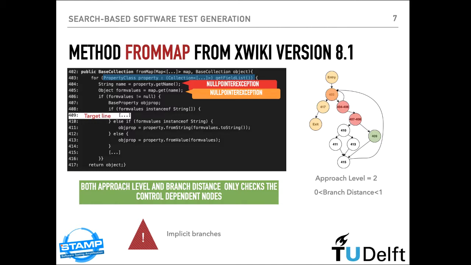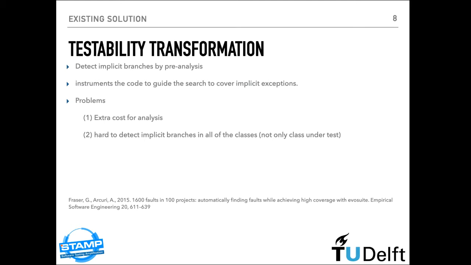So we have an issue here, because this problem can lead to a flat landscape in the search space. We know that a flat landscape means that we don't have any guidance on that point in the search space. One solution to address this problem is testability transformation. In this technique, we need a pre-analysis process to detect the implicit branches, and then we can transform the bytecode to consider those branches as well. But this analysis is costly, especially if we have lots of couplings.